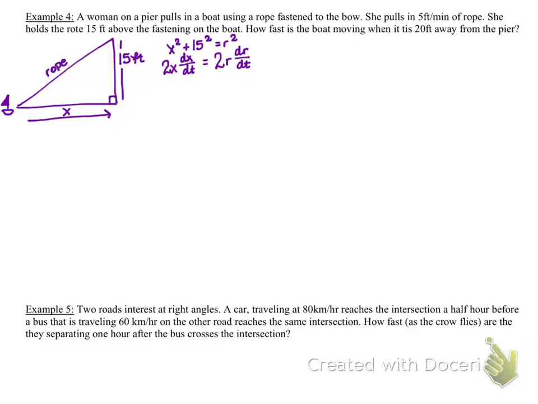And we know that we're looking at what is happening when x is 20, at that particular moment in time. At that moment, she is pulling in 5 feet per minute of rope, so that is our dr dt. She's pulling in, so it's shrinking. So dr dt is negative 5 feet per minute.